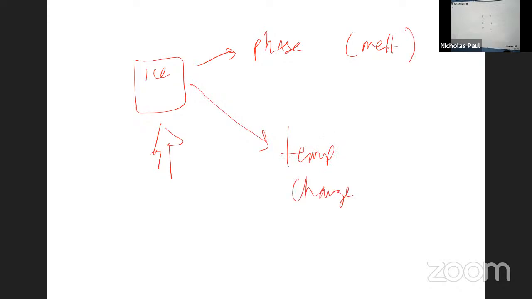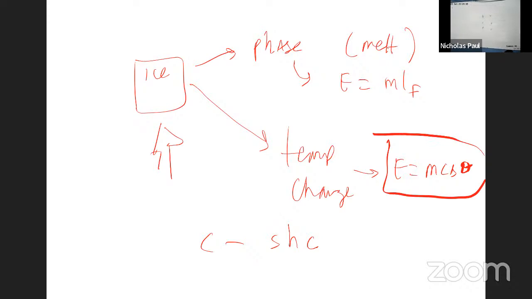To work out the energy during a phase change, energy is equal to ML. To undergo a temperature change, the energy is equal to MC delta theta. And c is called your specific heat capacity, the amount of heat it can take to undergo a temperature change. So I want to add two more relationships. E is equal to MC delta theta if the body is undergoing a temperature change, and E is equal to ML if it undergoes a phase change. Remember, during a phase change, no change in temperature. During a temperature change, no change in phase.